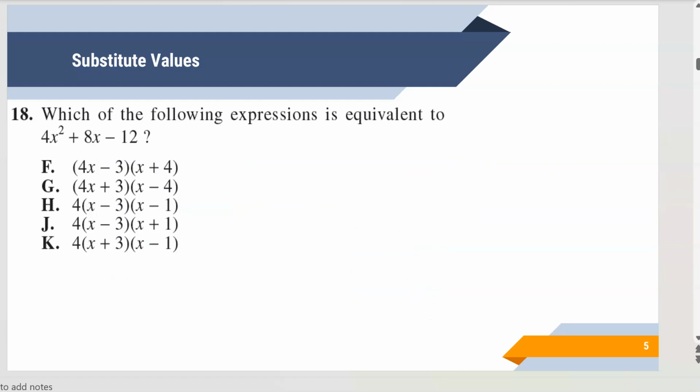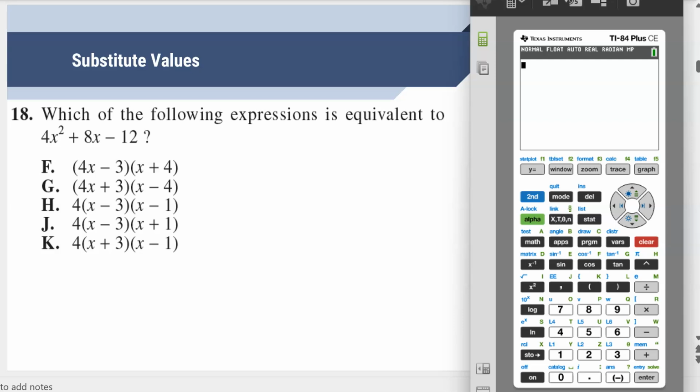So for example, here's a question, right? And it's like, gosh, how do I do this? I forgot how to factor. Well, one way to do is called substituting values. We can pick a value for x, which is 3, right? So I'm going to type that into my calculator, 3, store that as an x. So it's going to store the x as a 3.